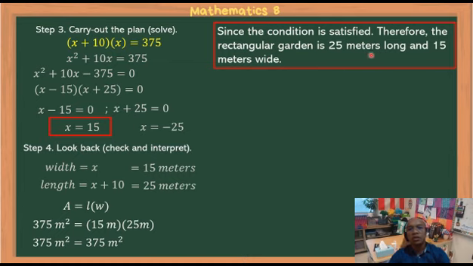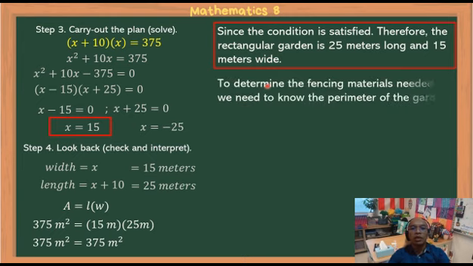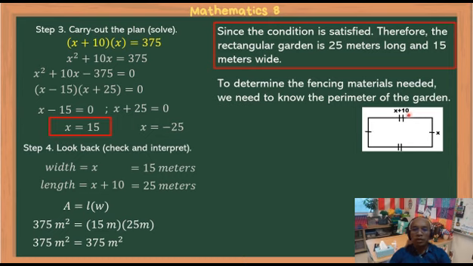So since the condition is satisfied, therefore we can say that the rectangular garden's dimension is 25 meters long and 15 meters wide. So in the problem, it also asks for the fencing material in order to enclose the garden. So to determine the fencing materials needed, we need to know the perimeter of the garden. So in order for us to determine the perimeter of the garden, let us refresh what is perimeter.